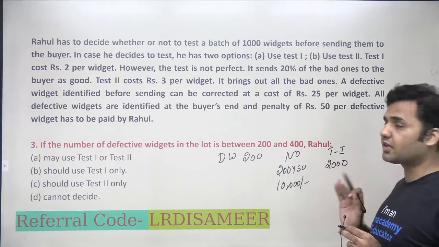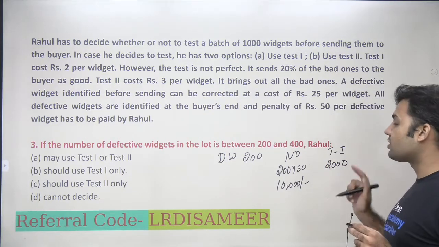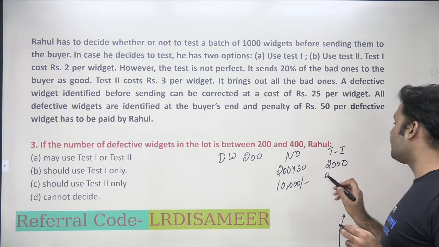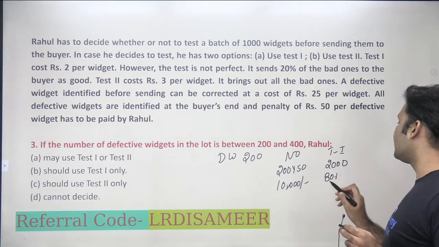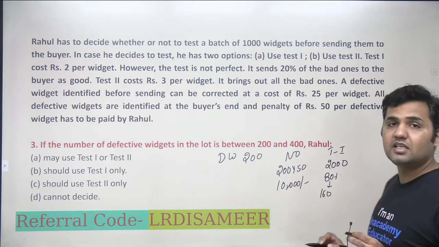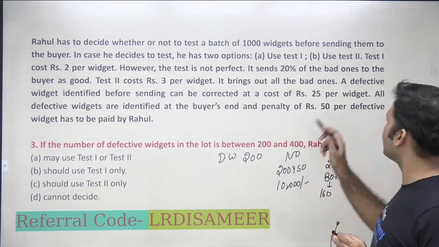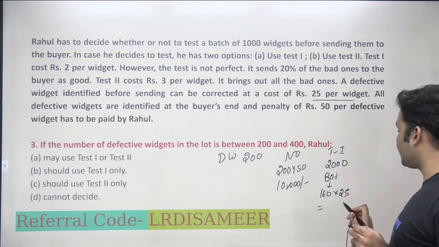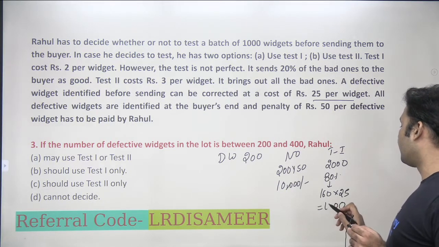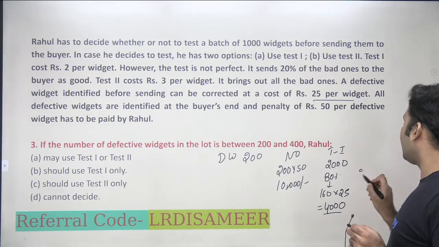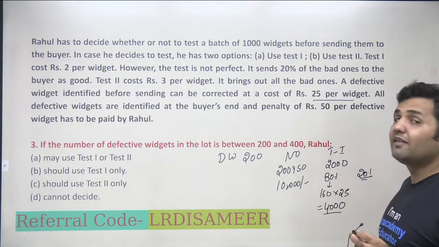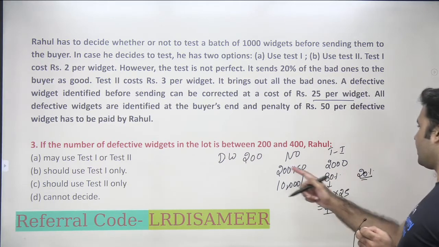I hope you have got the complete structure till now. 2,000 will be spent on testing, and out of 200, 80% of 200 is 160. So on 160, there will be a correction cost, right? 25 rupees per widget is a correction cost. So what will be the amount of money you'll be spending here? 4,000, right? The remaining is 20%. The remaining 20% widgets, he will be paying penalty.